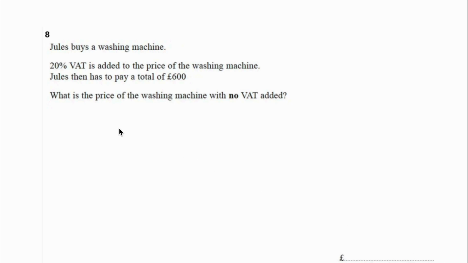So this time we have Jules is buying a washing machine and 20% of VAT has been added to the price of the washing machine. She's paid a total of £600, and we want to know what the cost of the washing machine was before the VAT was added. So this £600 is going to be equal to 120% of the original value, because you have the original value, which was 100%, plus 20% VAT.